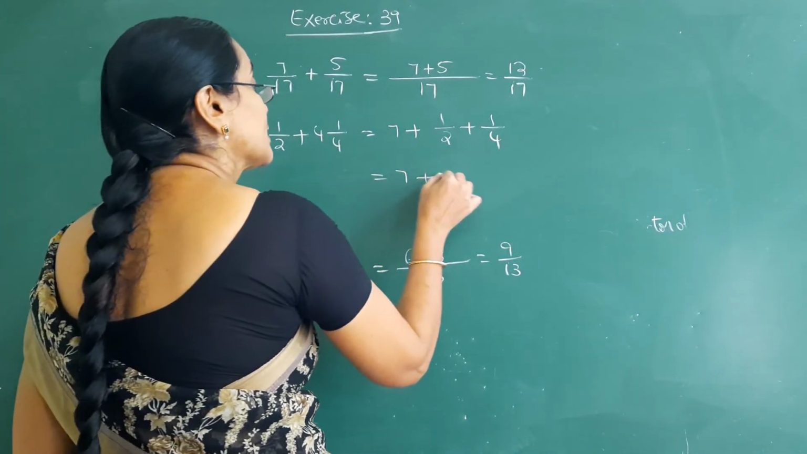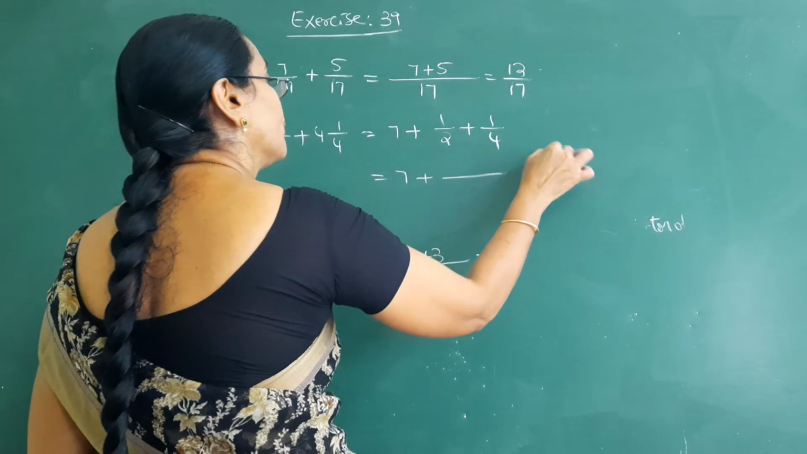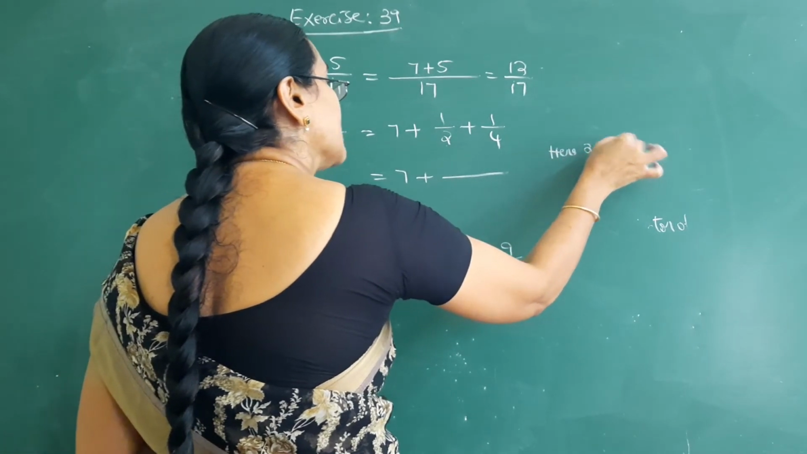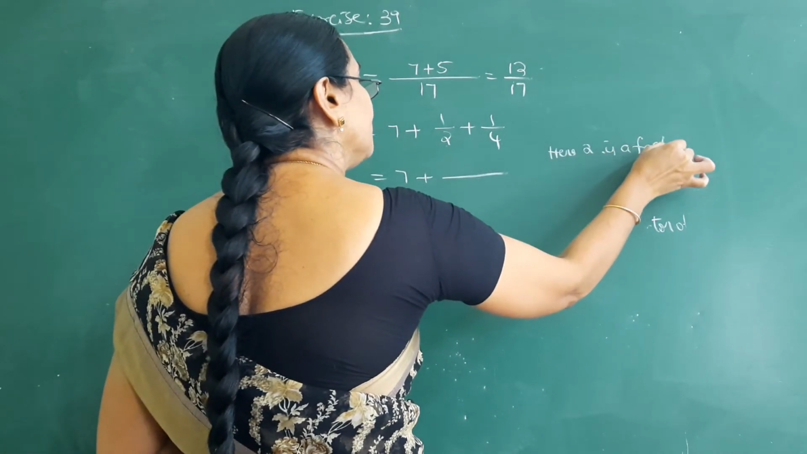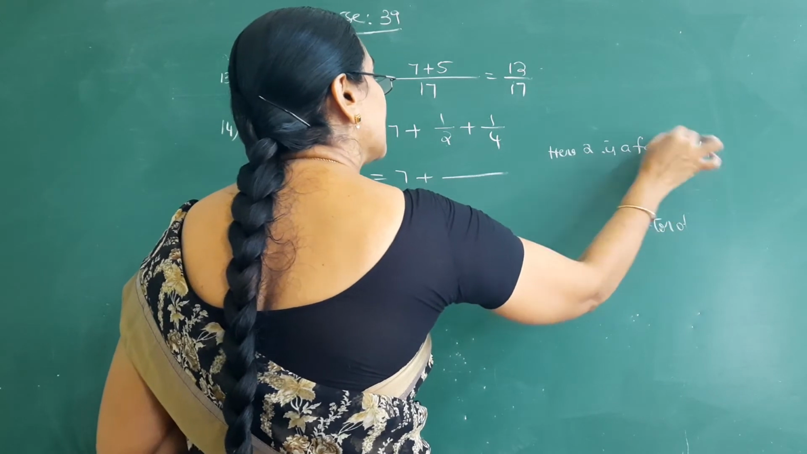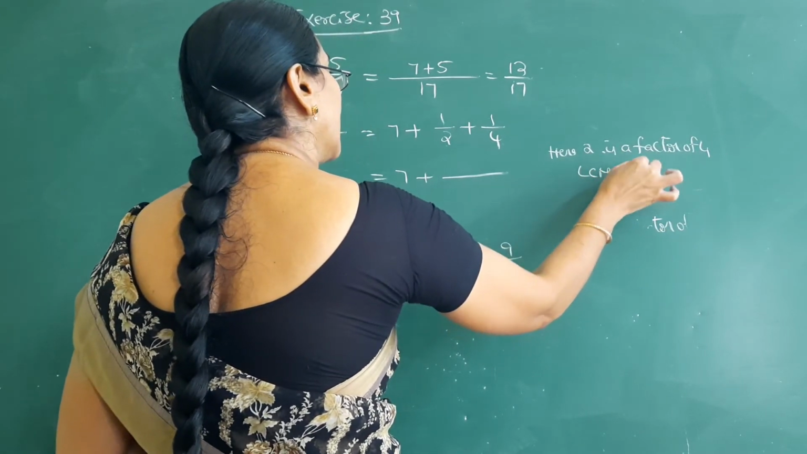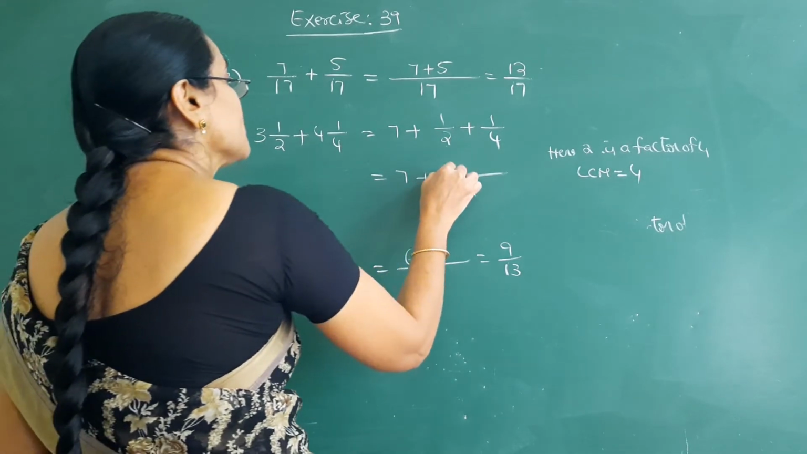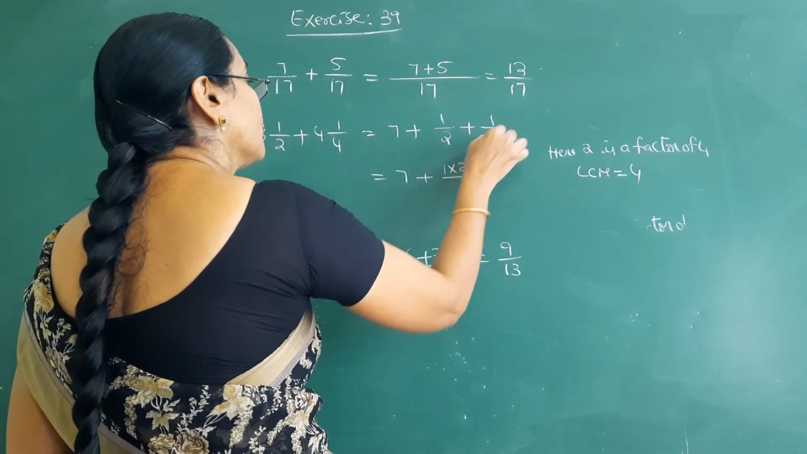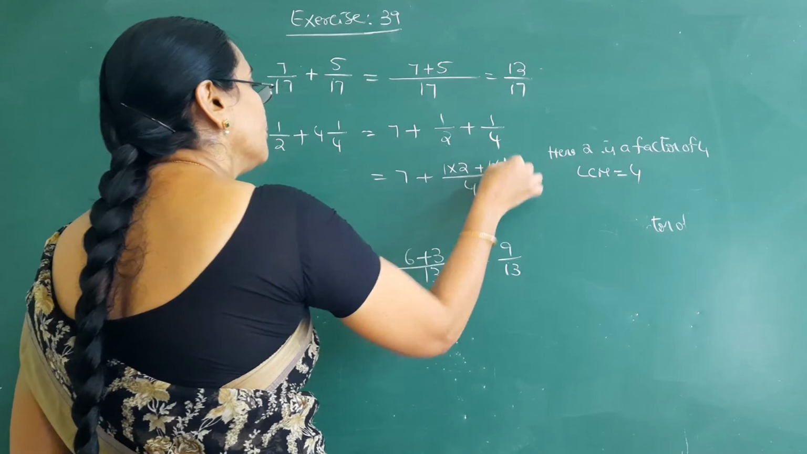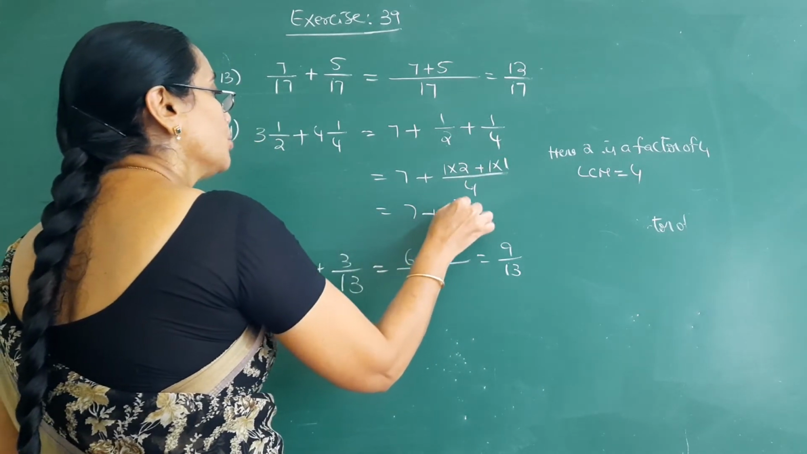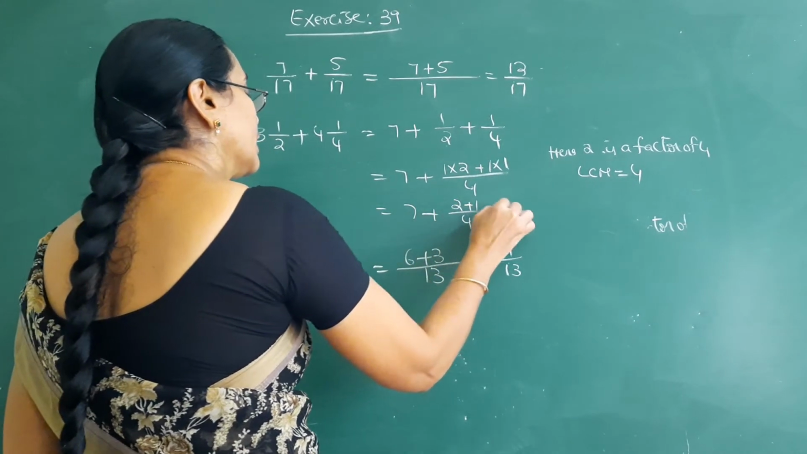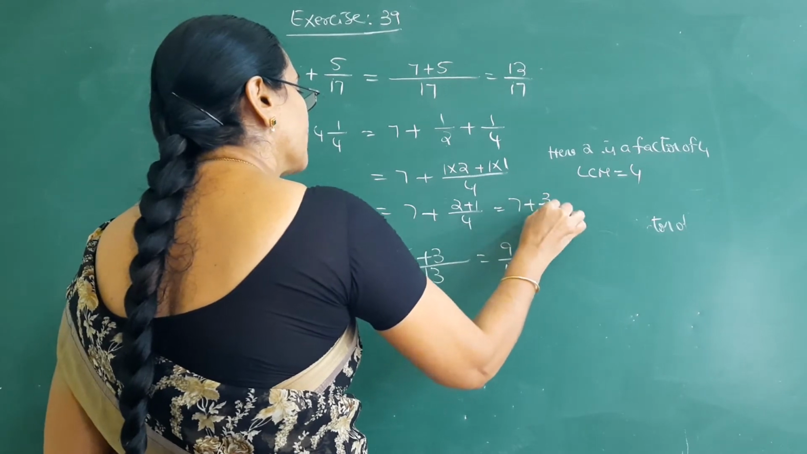See, 7 plus, here 2 is a factor of 4. So LCM is equal to 4. Write down the LCM. 2 how many times goes in 4? 2 times. 1 into 2. 4 will go in 1 time. 1 into 1. 7 plus 2 plus 1 by 4. That is 7 plus 3 by 4.